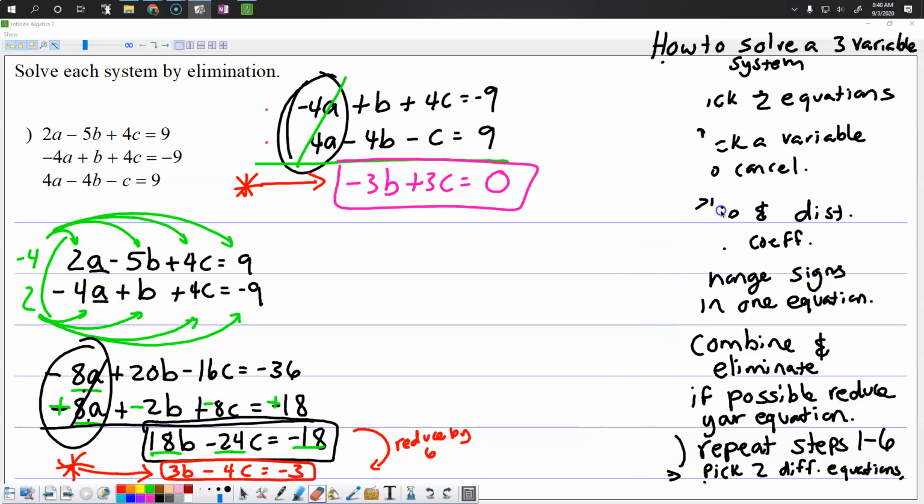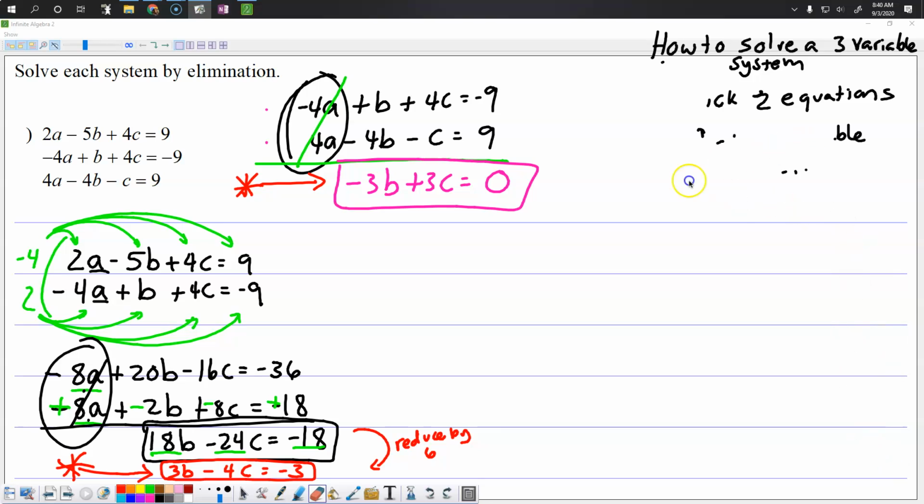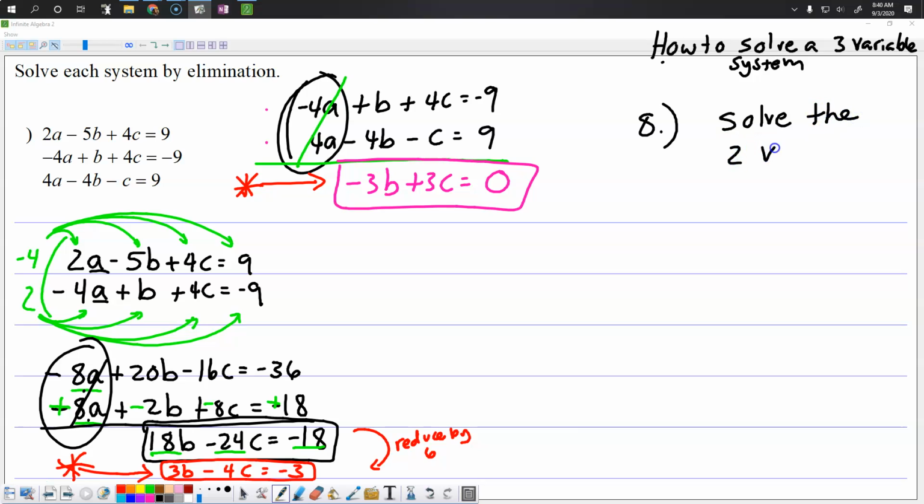So what I've just done is I've started off with a system of equations that had 3 variables in it. But after doing steps 1 through 6 twice, I ended up with a system of equations with 2 variables. So now that I have these 2 equations with b and c in it, all we have to do is solve the 2 variable system I just created. And that is old news. We've done that before. So if you're a little bit confused on what I mean by that, let me demonstrate.